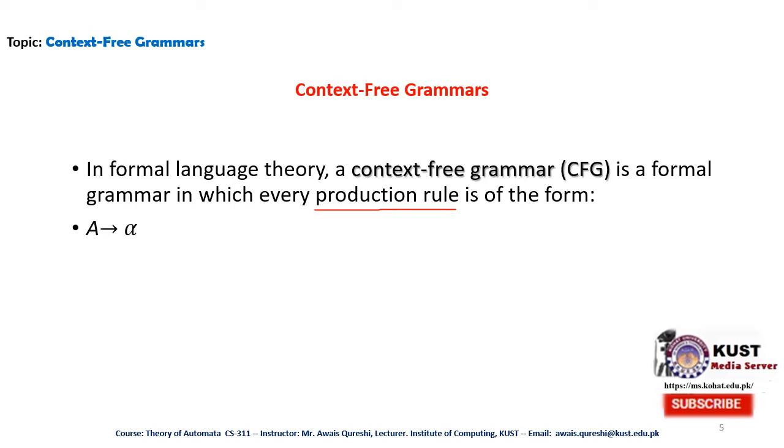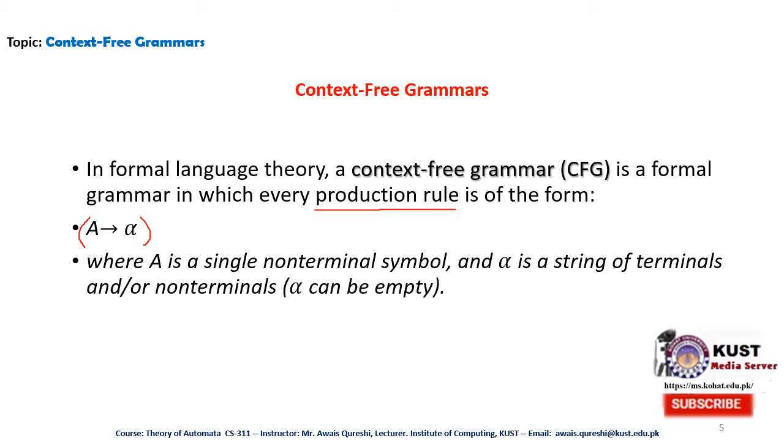So in formal language theory, a CFG or context-free grammar is a formal grammar in which every production rule is of the form A implies alpha. So remember this notation for your own understanding. This is called a production rule because with the help of this production rule we can generate different strings. We can generate so many strings, but there should be some rule, and that rule is called a production rule.